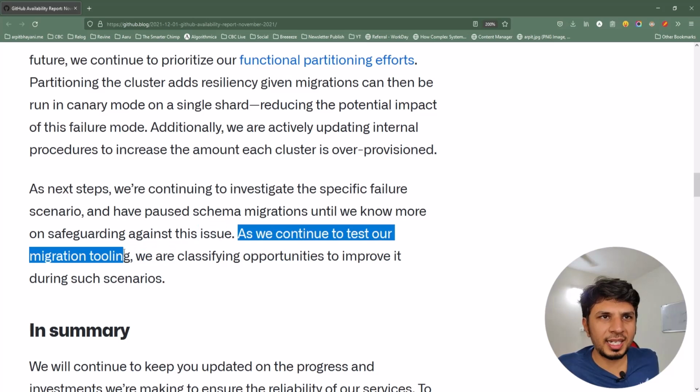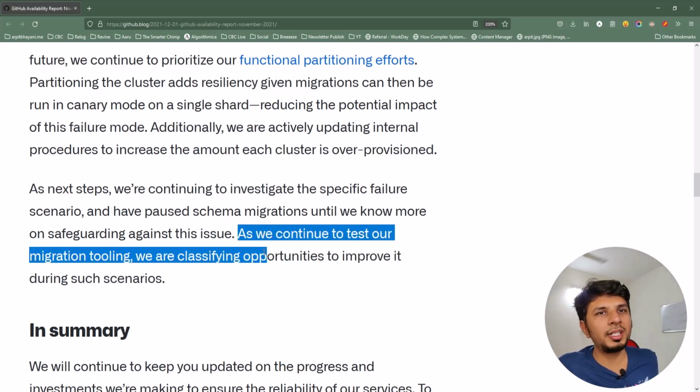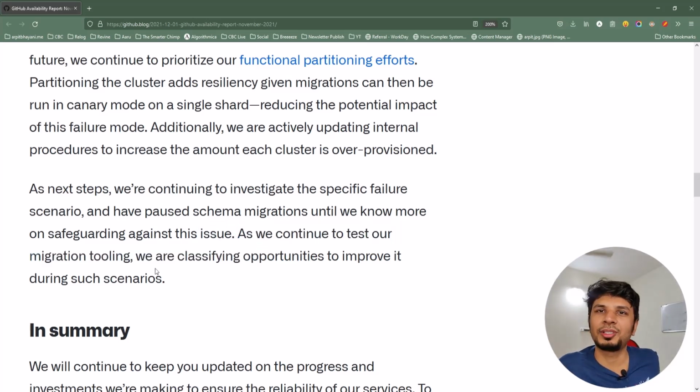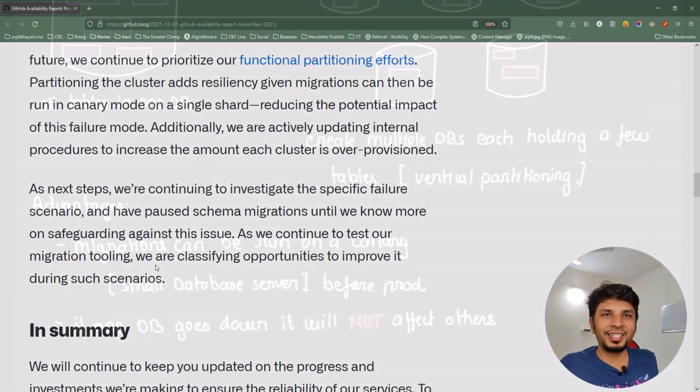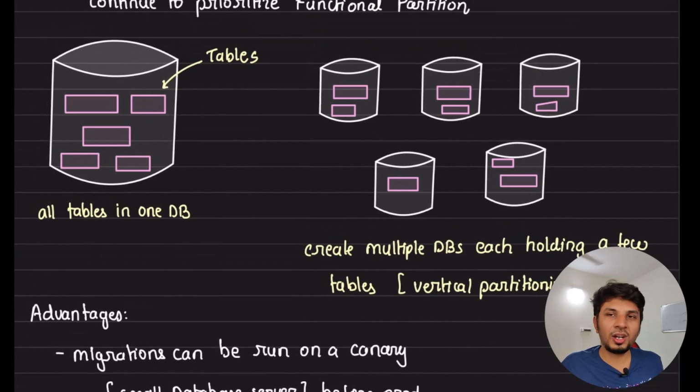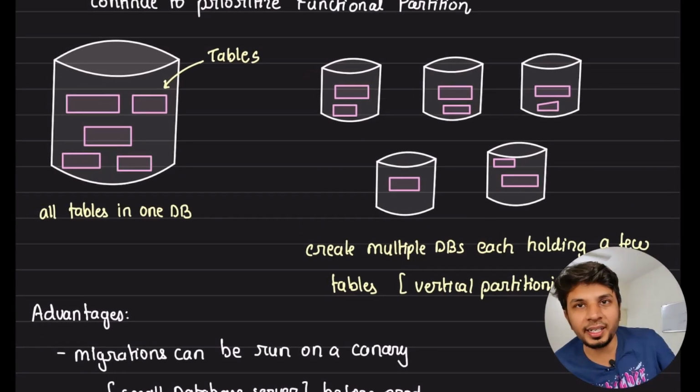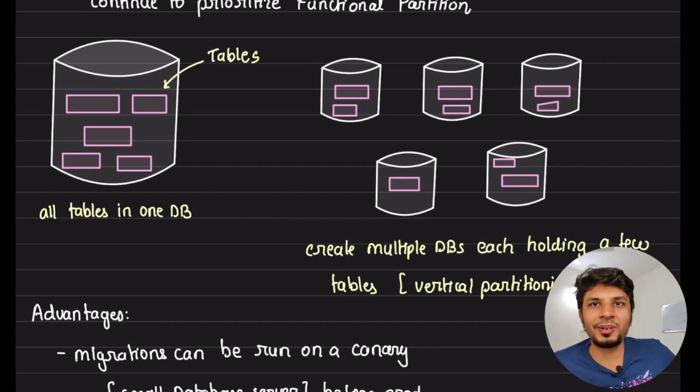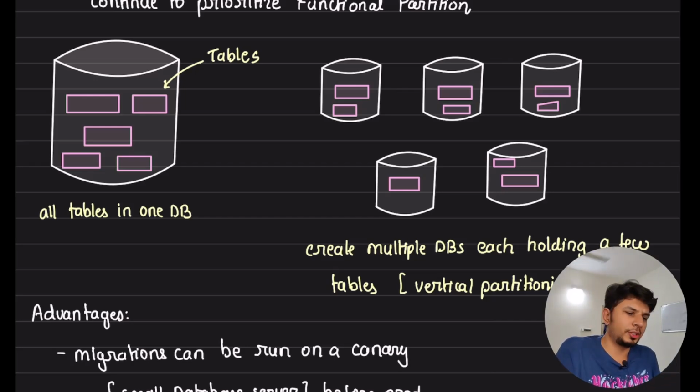As we continue to test our migration tooling, we classify opportunities to improve it during such scenarios. That's an interesting one. You get to learn so much from these outages. And this is exactly how real life firefighting during a production outage is all about. You have to be very quick, very witty in order to mitigate this issue.